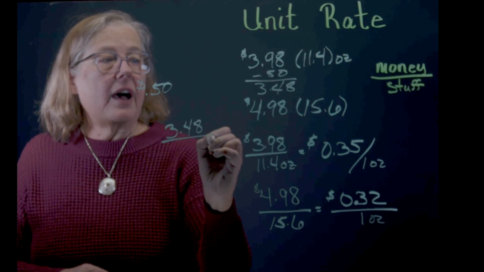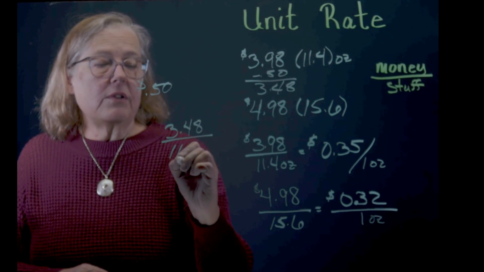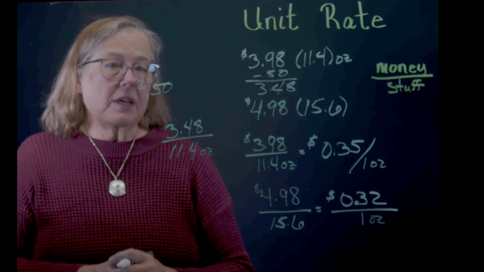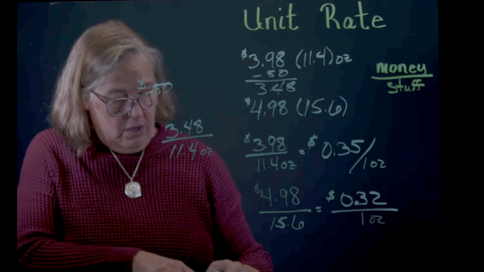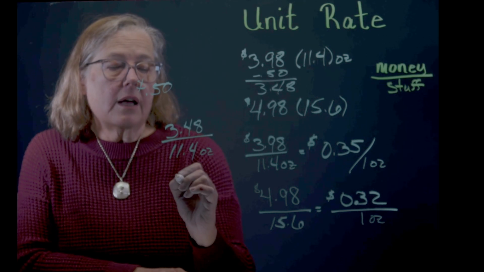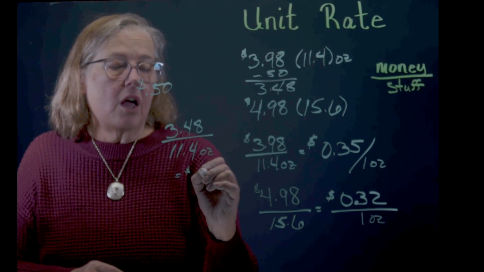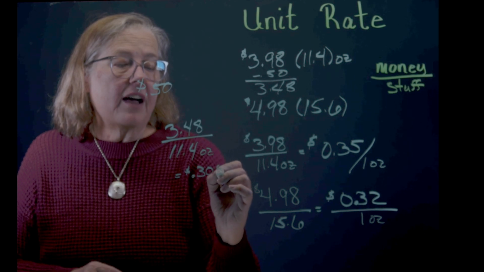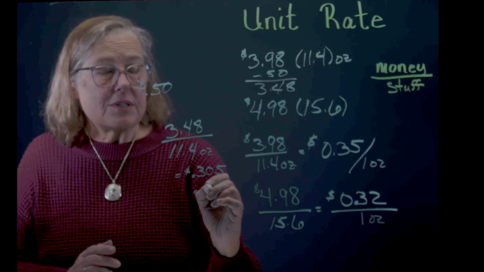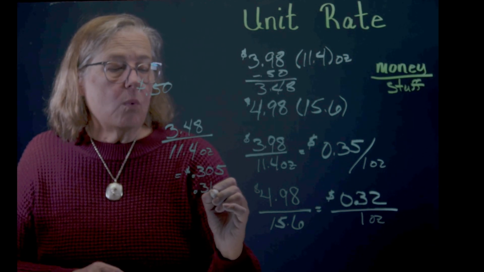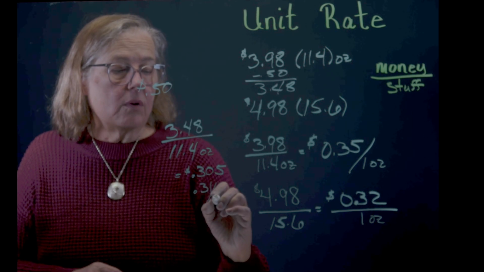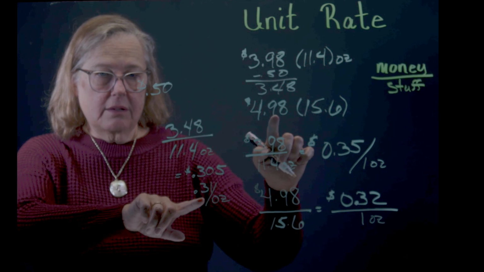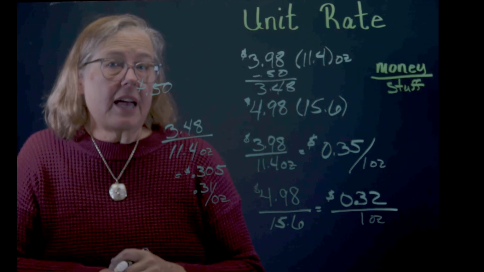we're still going to divide it by the 11.4 ounces. And what do you think we get now? Well, I'll tell you. It's going to come out to 30.5. In other words, it's going to round up to 31 cents per ounce. So now with that 50 cents off coupon, the small box is actually cheaper.